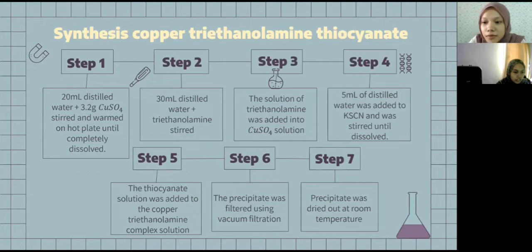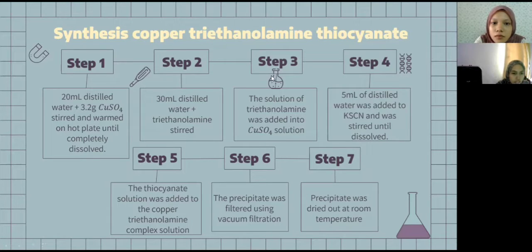Alright, the next procedure is the synthesis of copper triethanolamine thiocyanate. For step one, 3.2 grams of copper sulfate is dissolved in 20 ml of distilled water. Stir and warm on a hot plate until completely dissolved. And triethanolamine is dissolved in 30 ml of distilled water and stirred.